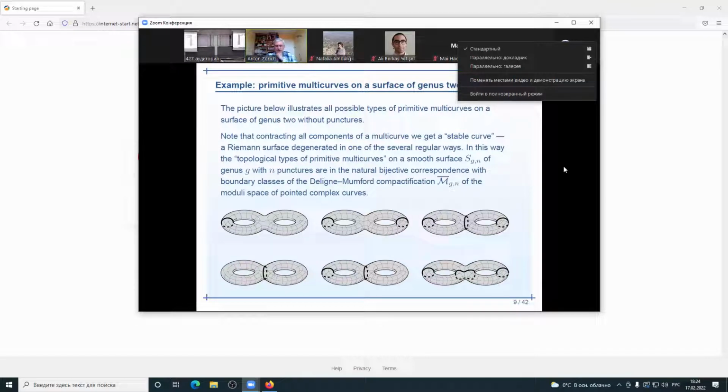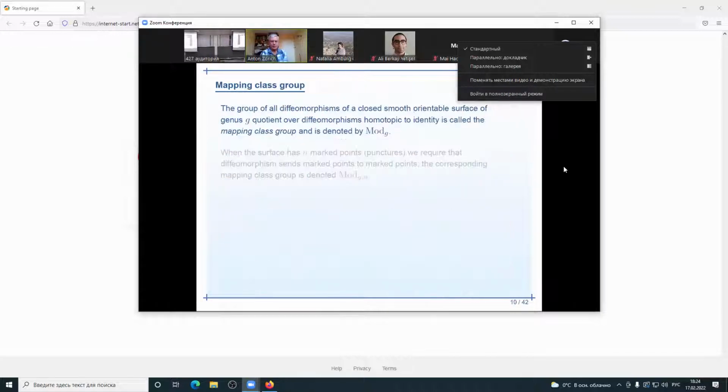And another comment is that actually you can recognize in these pictures boundary classes of the moduli space M2. If you shrink the resulting curves to a node, then you will get stable curves. And here I presented a complete list of possible types of stable curves. Okay, so that's my topological classes of primitive multicurves on the surface of genus 2.